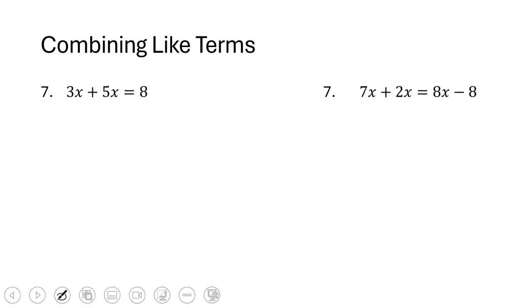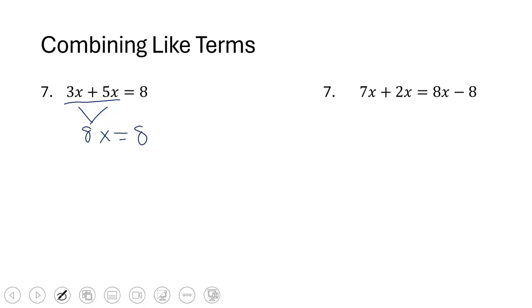So combining like terms, let's look at number 7 first. 3x plus 5x equals 8. So I have like terms on the left side. Are you crossing the equal to get those x's together? No. So you just add or subtract the front numbers. So add or subtract these first. 3x plus 5x is 8x. And then bring down your equal, bring down your 8. So when you're on the same side, don't do opposite. You only do opposite when you cross the equal.